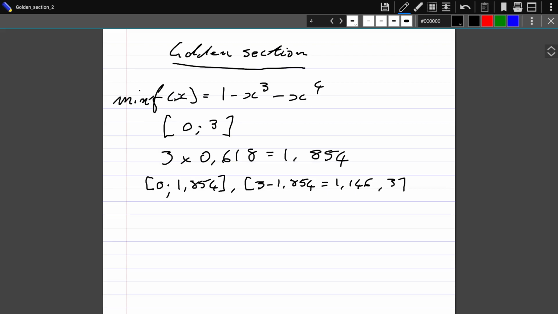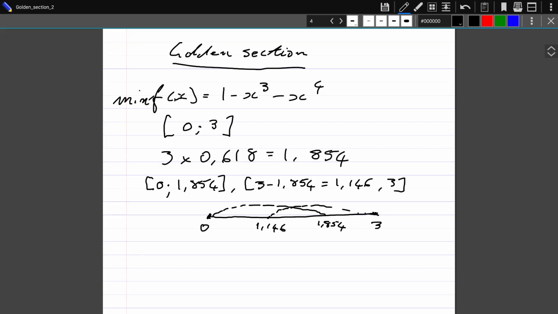Now to keep track of where you are in this algorithm, I always recommend drawing what you're doing. So in any mathematics really, when you can draw something, it gives you a lot more insight into what you're trying to accomplish. So here we now have 2 intervals, 1.146 to 3 and 0 to 1.854. And we're going to examine the values in these intervals.